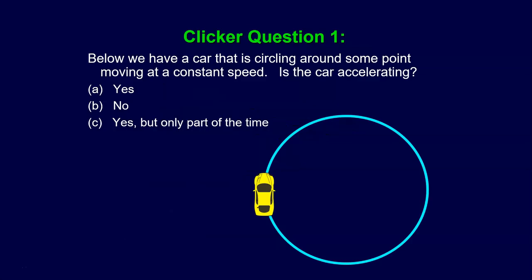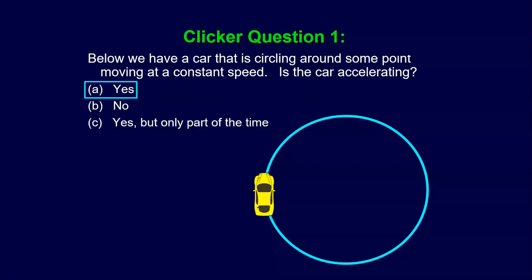So let's start out here. Here we have a car moving in a circular path, moving at a constant speed. So it's going at like 55 miles per hour. Is the car accelerating? Think about this and we'll talk about it. Okay, so hopefully you got yes.